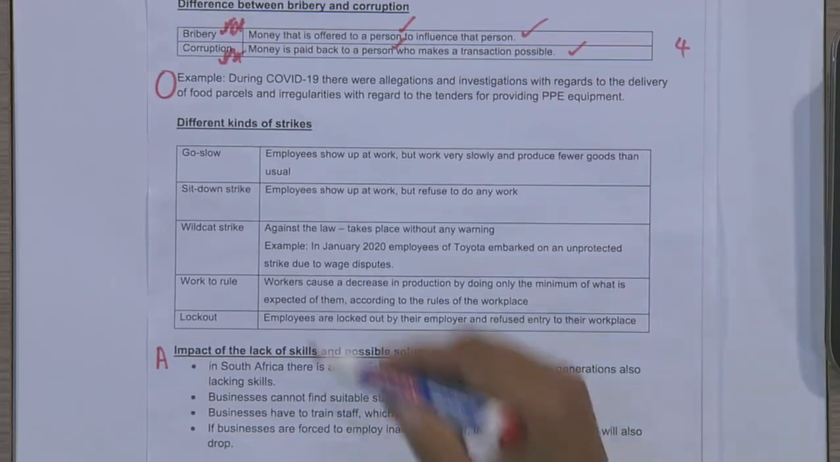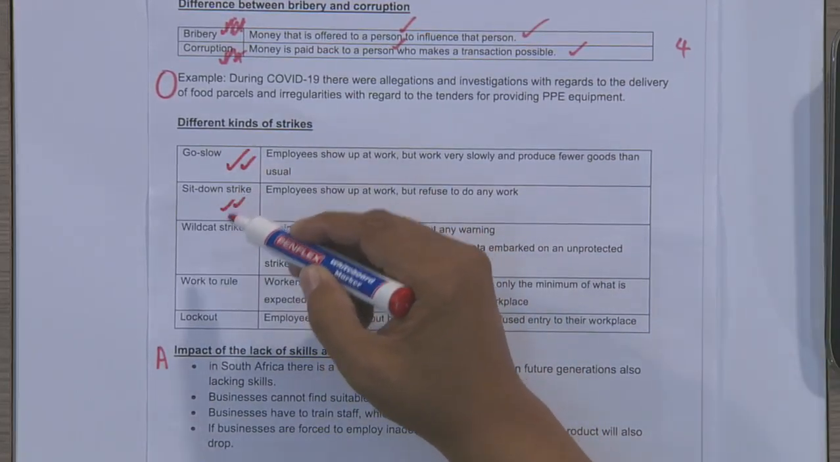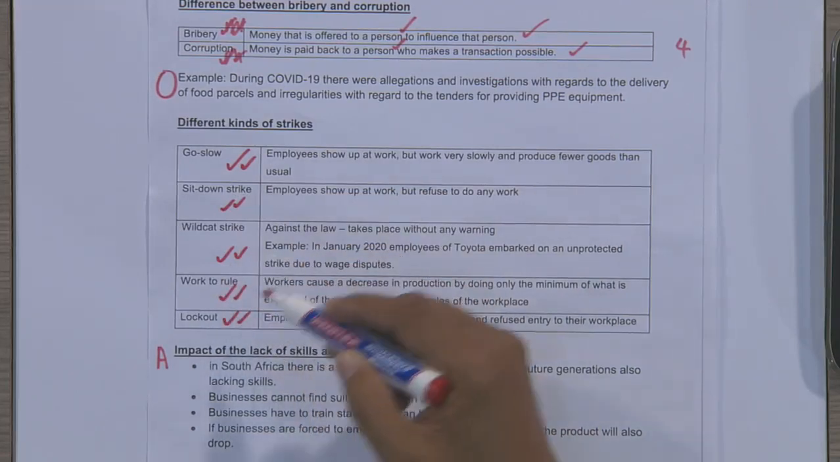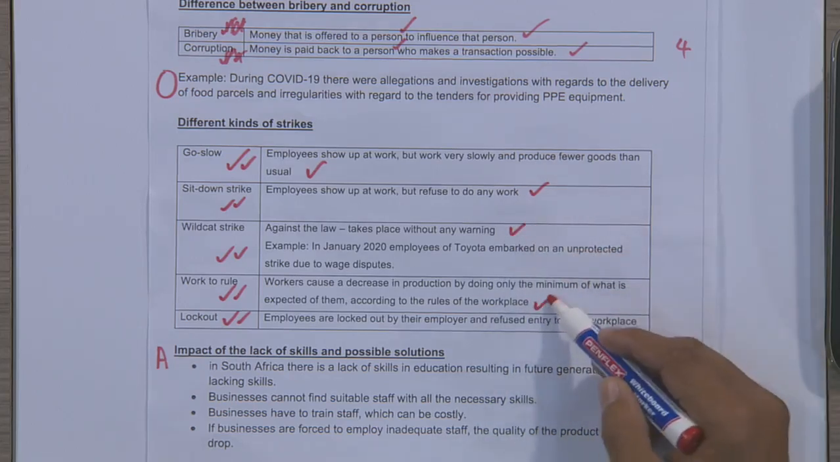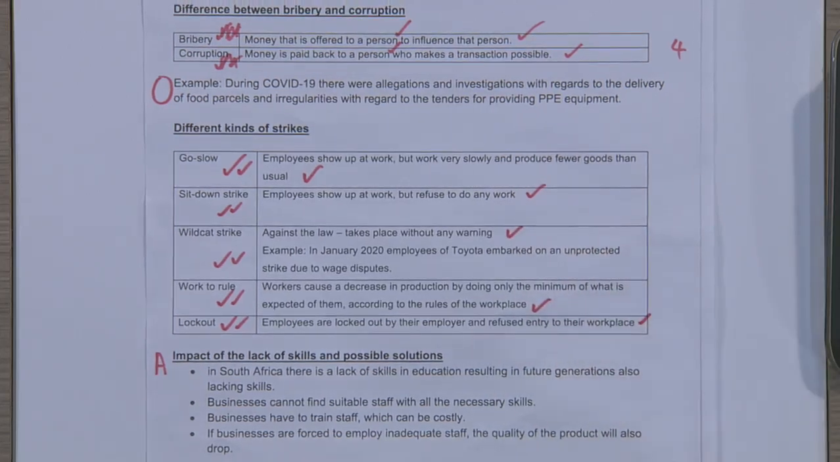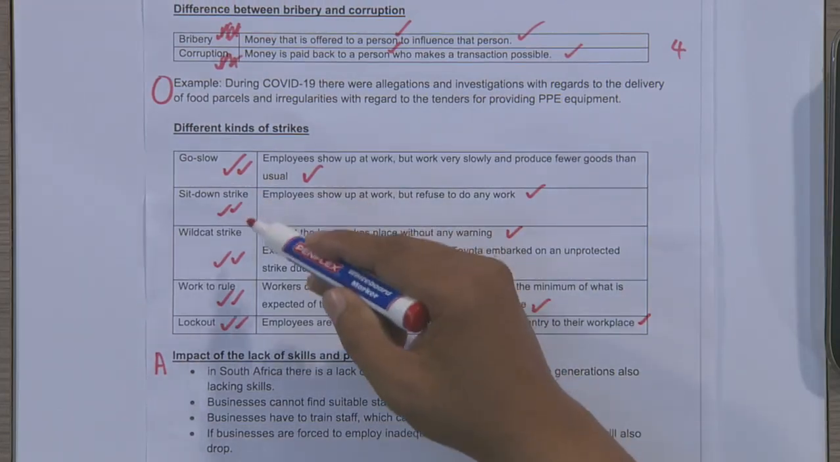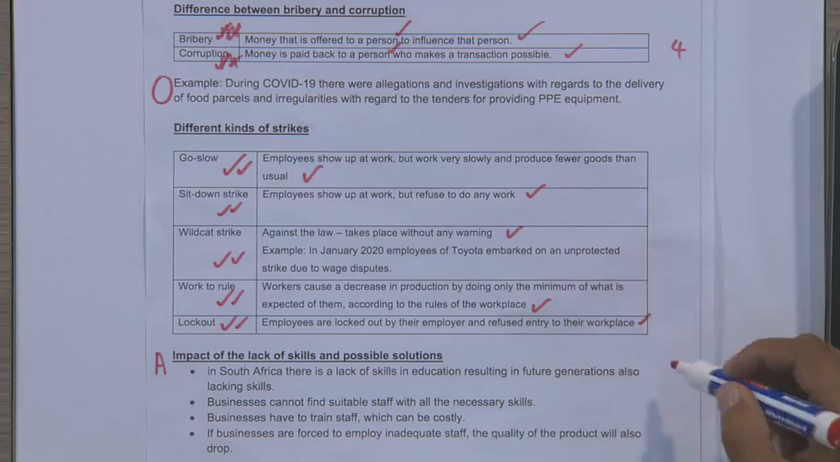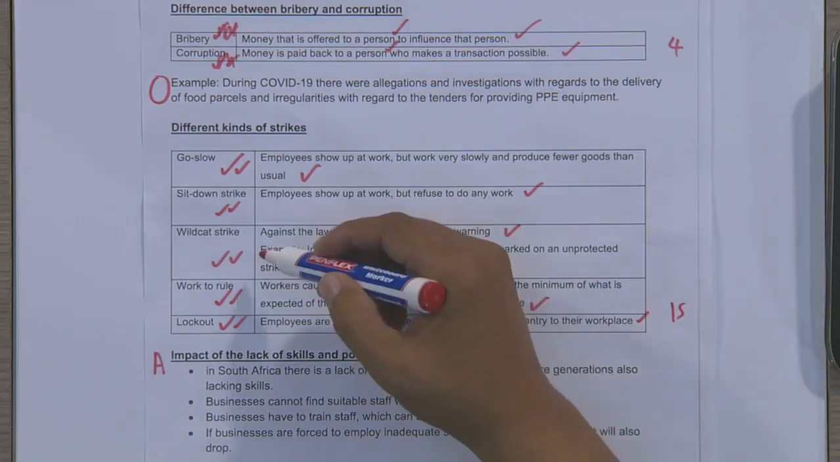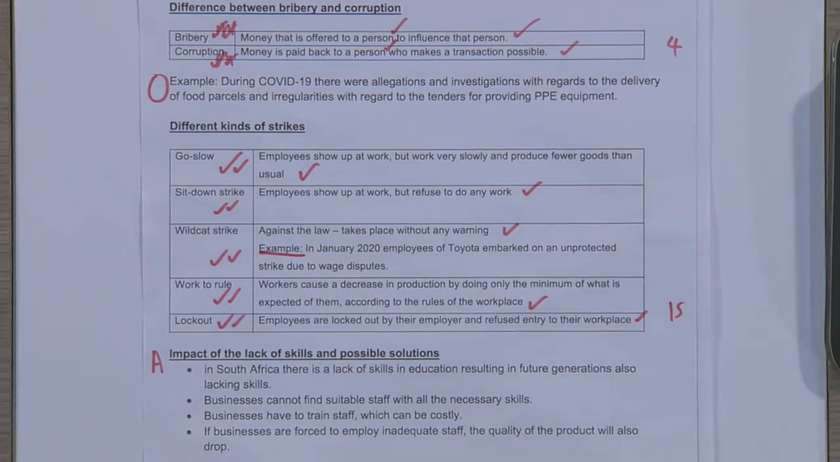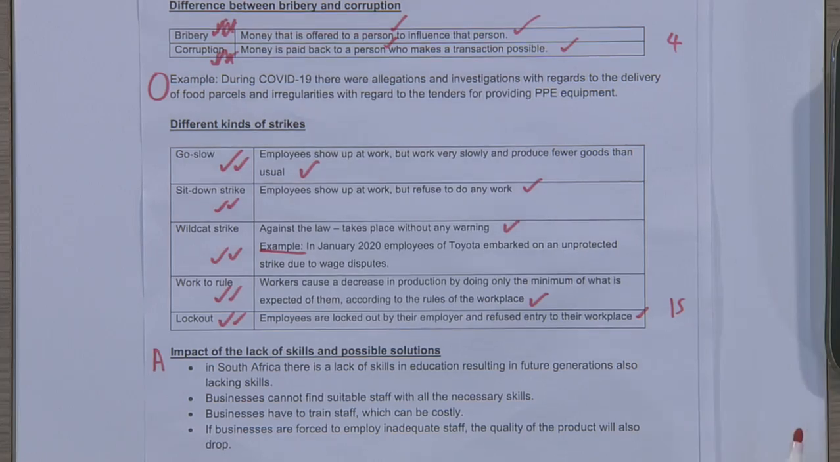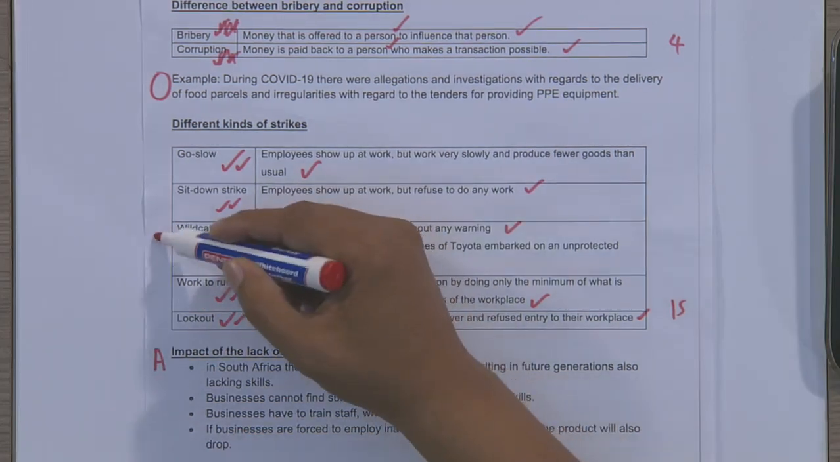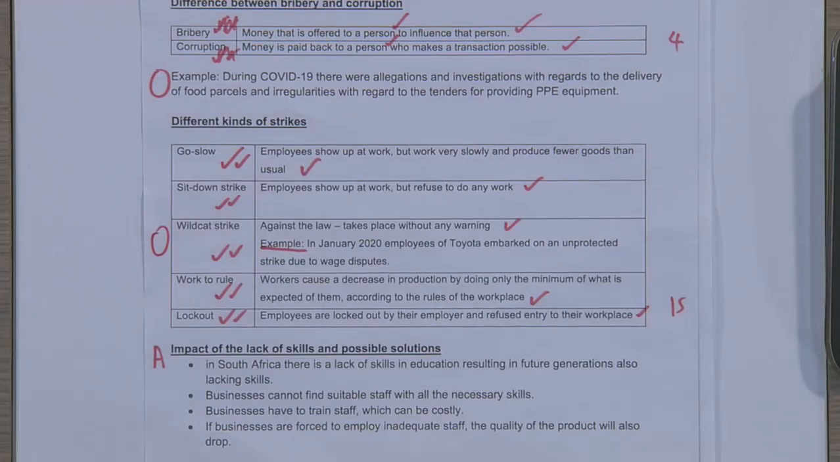Then we move on to the next heading, which was different kinds of strikes. So you're going to get 2 marks for explaining each of the strikes and normally 1 mark for each of the explanations. This could also be split marks depending on how the person has set up the paper. So that's 2, 4, 6, 8, 10, 11, 12, 13, 14, 15 marks. And there's another example. So in January 2020, employees of Toyota embarked on an unprotected or wildcat strike due to wage disputes. So we will put another O over there.